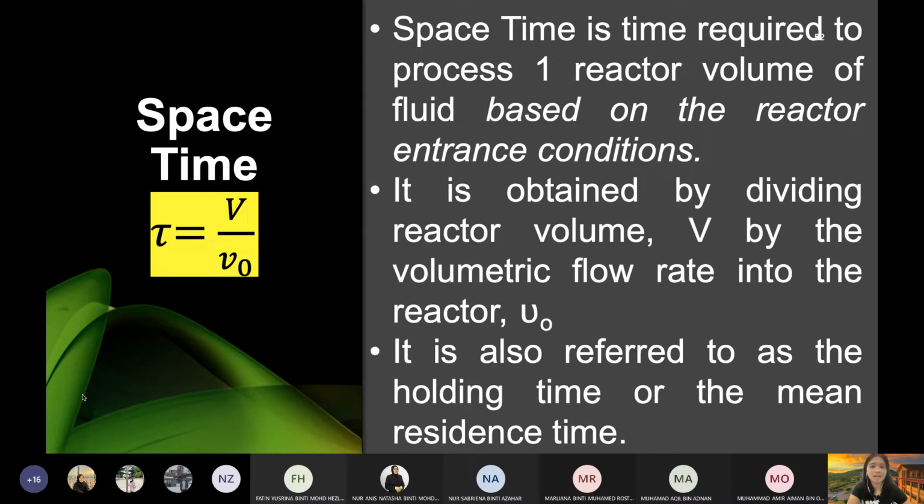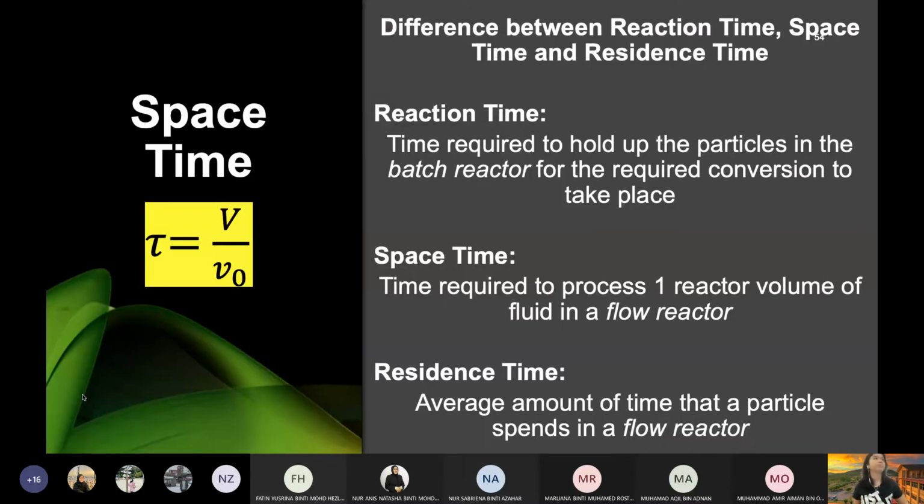So instead of 4 seconds, say you slow down the volumetric flow rate from 1 liter per second to 0.5 liter per second. Then the space time is 4 divided by 0.5, which gives 8 seconds. So now the space time becomes 8 seconds. It means 4 seconds was too fast, you slowed the flow rate, and the space time became 8 seconds: the fluid stays a bit longer, 8 seconds before flowing out. So that's the concept of space time.